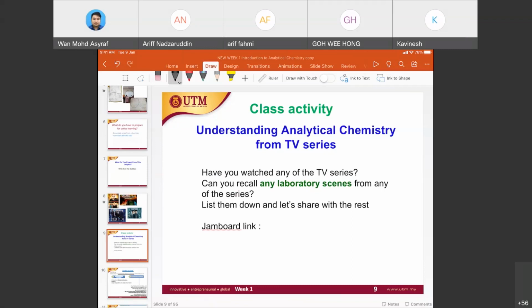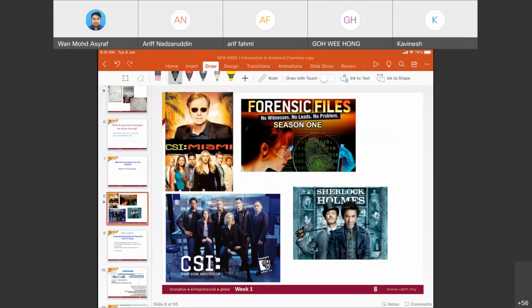Okay, somebody says forensic science. Yes. FBI. Yes. So based on the TV shows, you can see that there is an involvement of fingerprints and also a lot of related evidences, kan? Okay. Any other suggestions on the laboratory scenes? Apa benda yang diorang buat selalunya? Apa yang you guys selalu faham tentang all the TV shows?